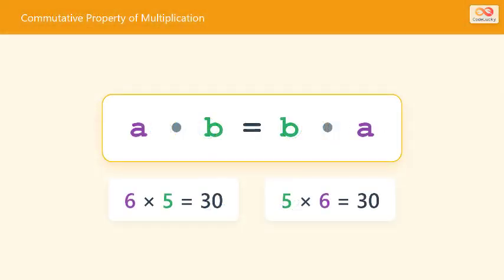This property also works for multiplication. The rule states that a multiplied by b is equal to b multiplied by a. Looking at our example, 6 times 5 equals 30. If we reverse the order to 5 times 6, the result remains 30. Just like addition, the order of the factors does not change the product.